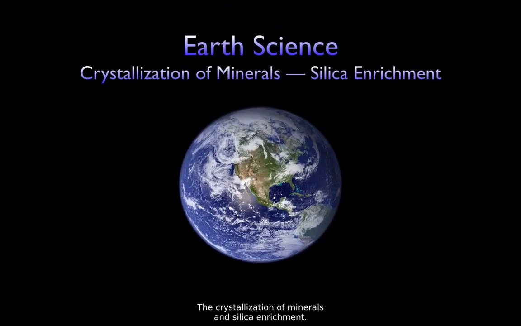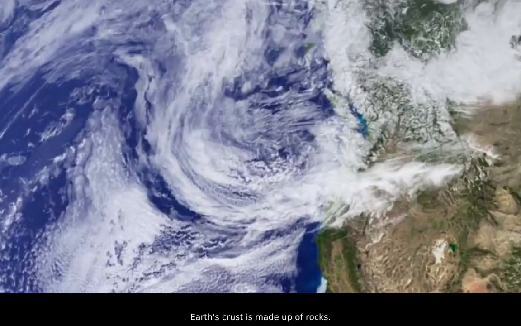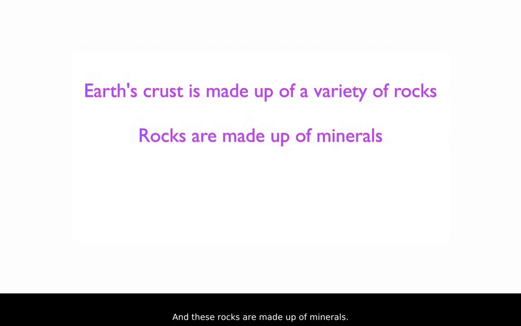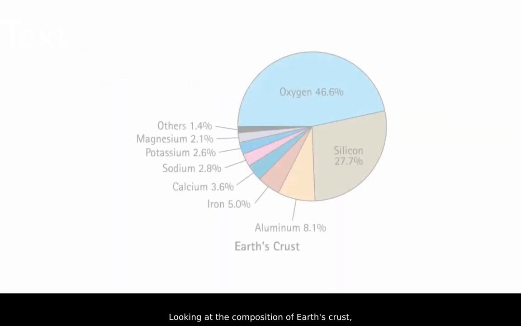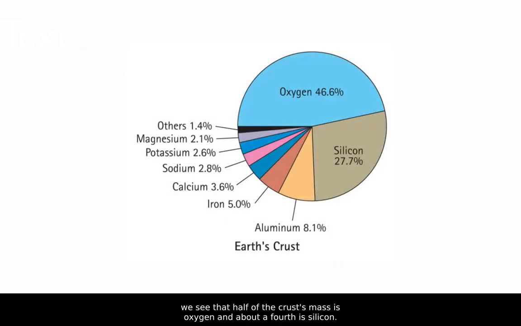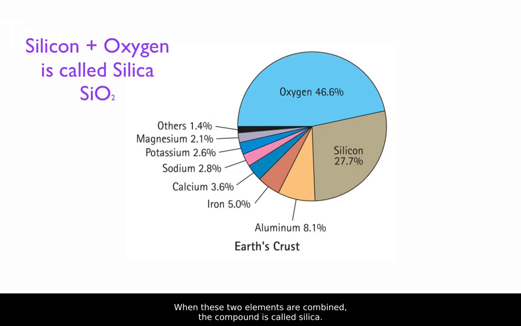Earth Science, the crystallization of minerals and silica enrichment. Earth's crust is made up of rocks, and these rocks are made up of minerals, and the minerals are made up of elements. Looking at the composition of Earth's crust, we see that half of the crust's mass is oxygen, and about a fourth is silicon. When these two elements are combined, the compound is called silica.